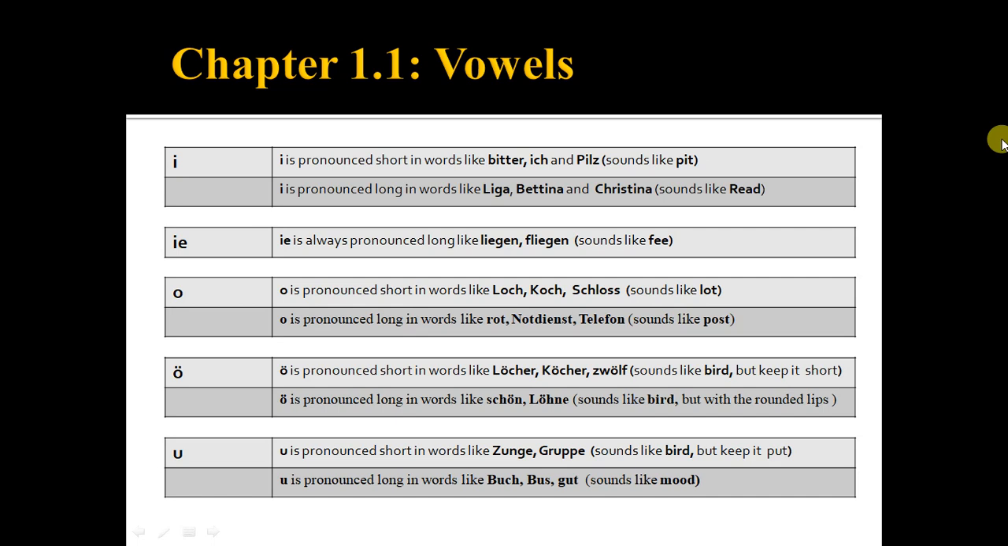The next vowel is U. Again, two consonants make it shorter: Sunga, Gruppe. It sounds like bird, Gruppe, but we pronounce it short. U is pronounced long in words like Buch, Bus, Gut. Though there are two consonants in Buch, as in coming chapters I'm going to elaborate how, they're always going to be pronounced like the word mood in English: mood, Buch.